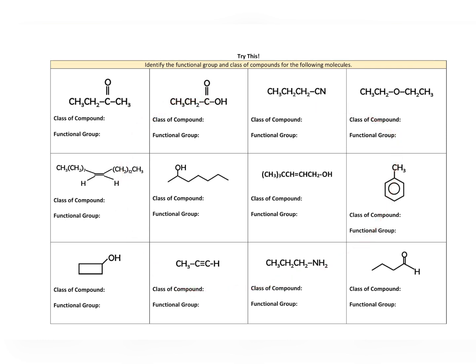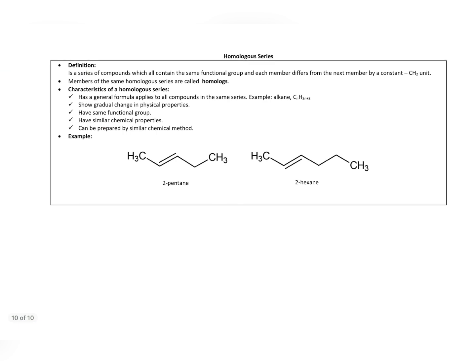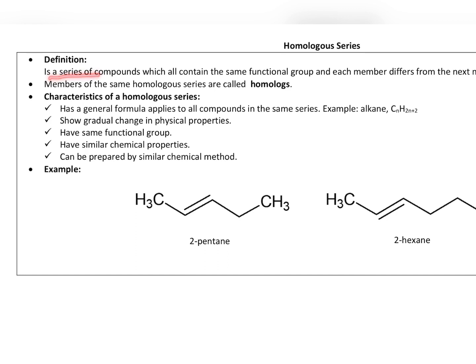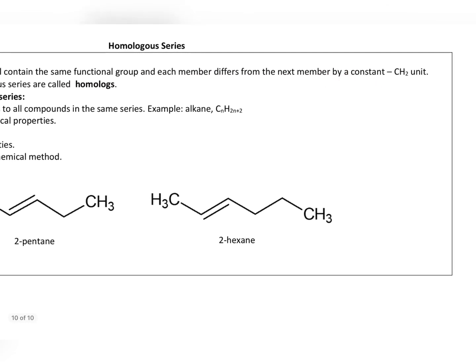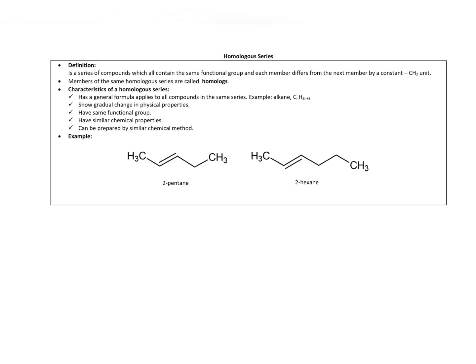Okay, so I will proceed with homologous series pula. Okay, homologous series, although the learning outcome macam panjang, tapi actually benda tu simple je. So first you need to understand what is homologous series. Homologous series is a series of compound which contain same functional group, and each member differs from the next member by a constant CH2 unit. So maksudnya homologous series ni adalah satu series yang functional group dia sama, tapi beza antara satu compound dengan satu compound yang dalam homologous series sama tu adalah beza carbon dia, CH2 unit dia.